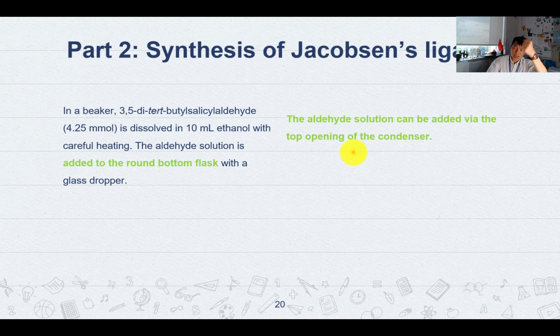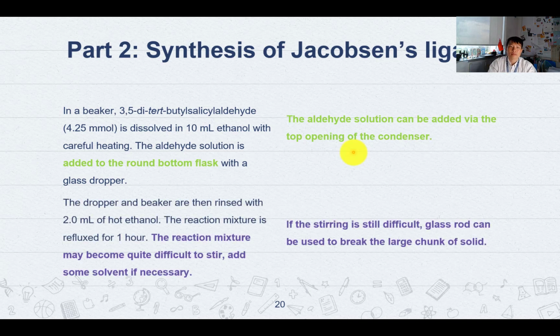You don't have to remove the condenser because people make mistakes, and they crack and spoil the reaction mixture. You're going to keep the condenser and add from the top. Then you rinse with hot ethanol and reflux for an hour. Reflux means you have continuous evaporation and condensation in the column.